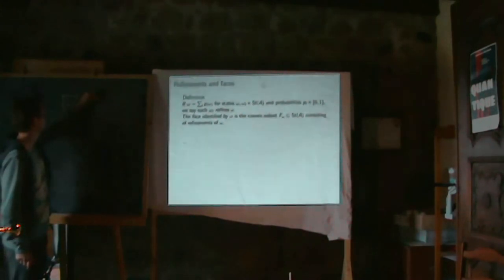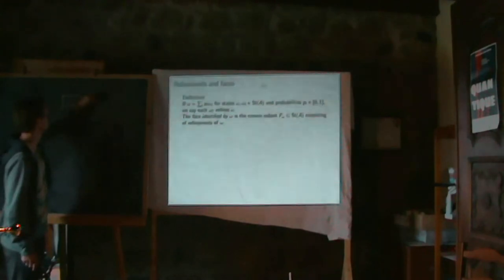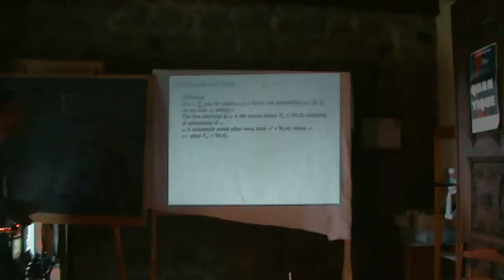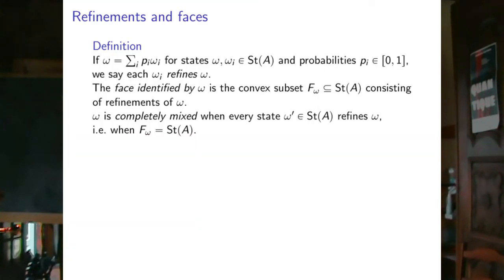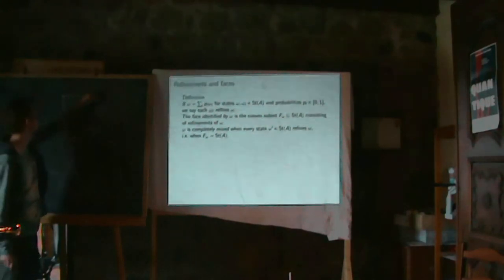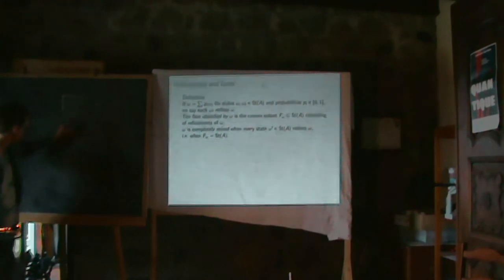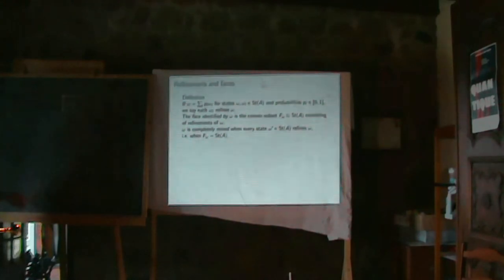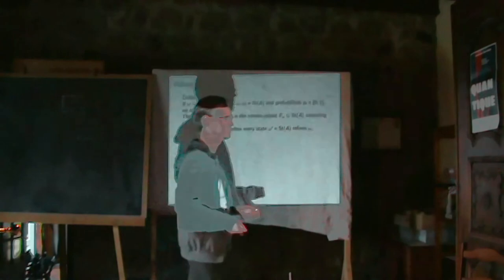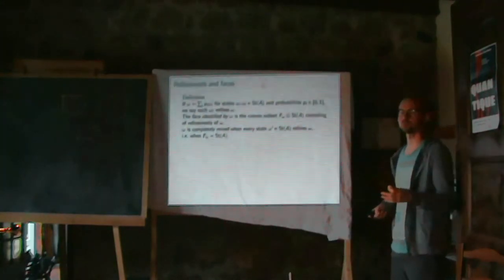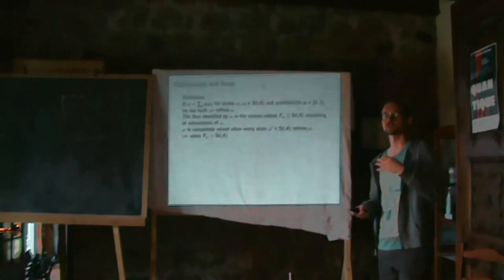And the same with the sphere. There's basically two classes on the sphere, namely you have points on the outside and points on the inside. For the inside, the face is the entire space, and for the outside, it's just the point itself. So we say a state is completely mixed when the face is the entire state space. For the square here, anything in the interior will be completely mixed, and the things on the boundary will not be completely mixed. The same here: the boundary is not completely mixed, the interior is. So completely mixed is a way to specify that they're in the interior of the state space. And in quantum theory, this corresponds to a density operator which has no kernel, so it has support on every vector.